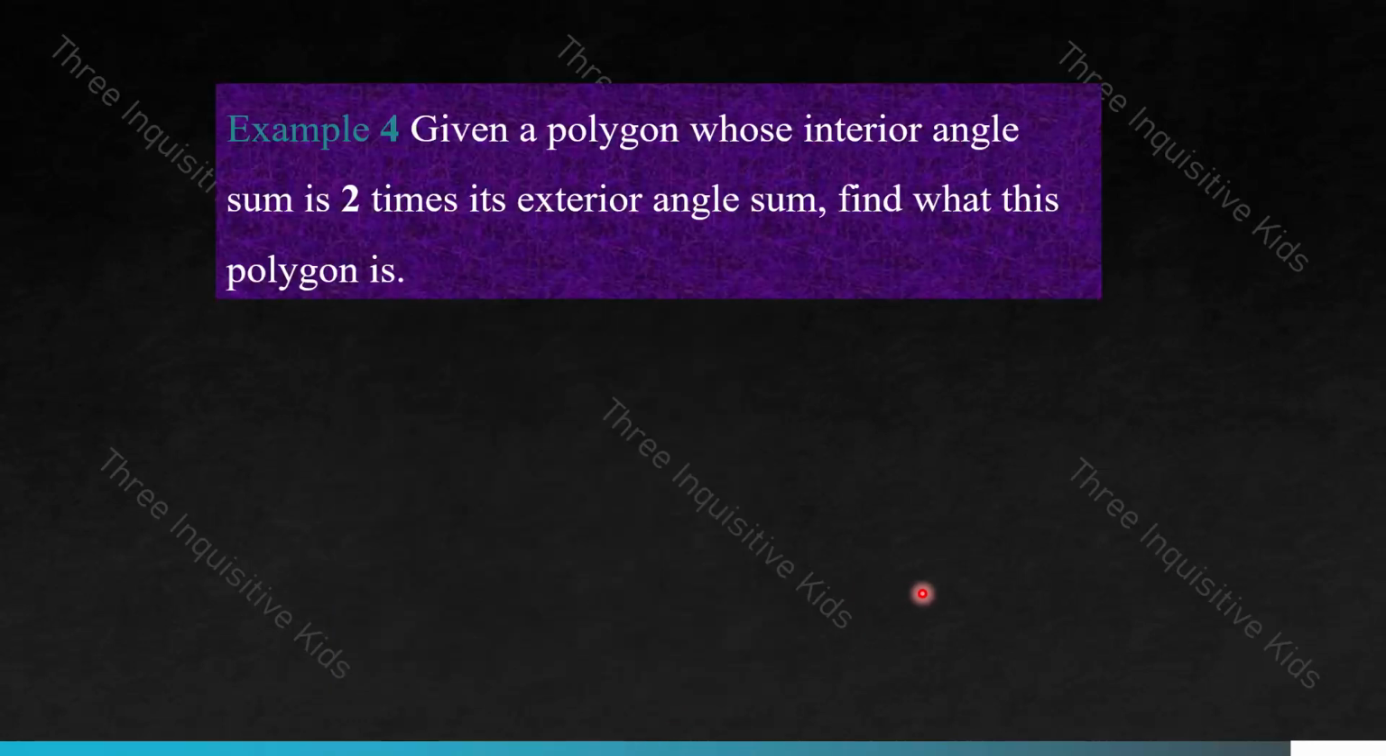Let's do a fourth example. Given a polygon whose interior angle sum is 2 times its exterior angle sum, find what this polygon is. Again, we need to apply the formulas for either interior or exterior angle sum to solve this problem.